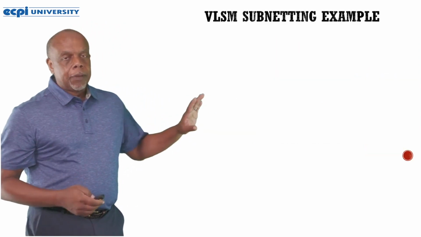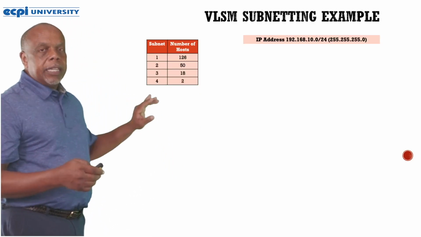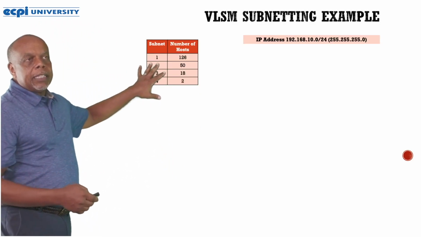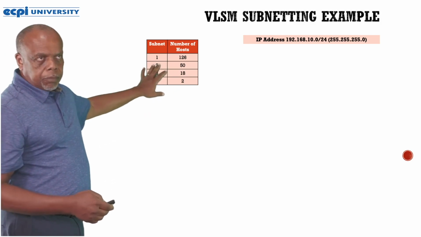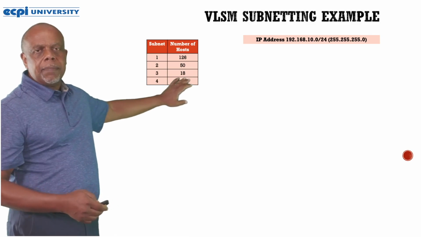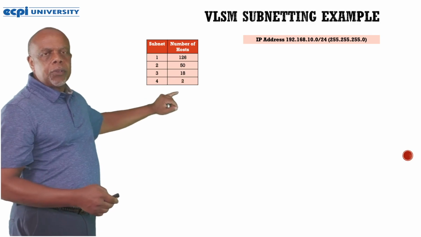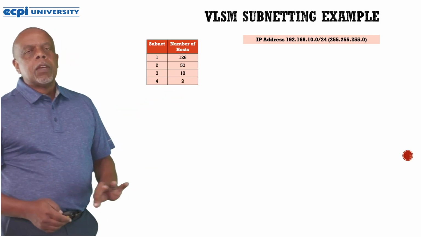Now I'm going to give you an example of how you do this with VLSM. Here we go. I've got 4 subnets. My first subnet, I need 126 hosts. My second subnet, I need 50 hosts. My third subnet, I need 18. And my fourth subnet, I need 2. We're going to walk through this.